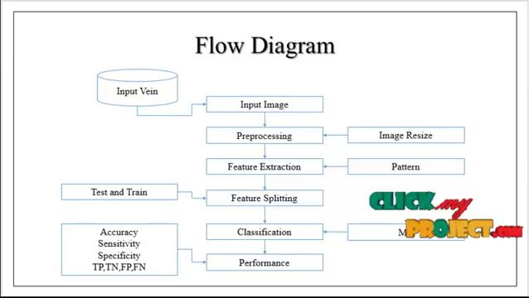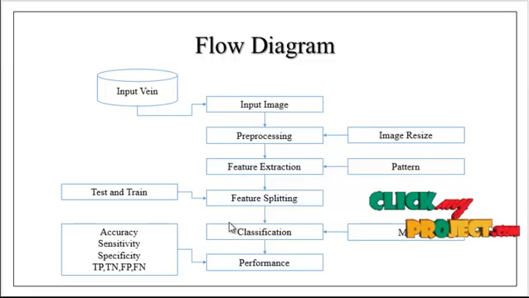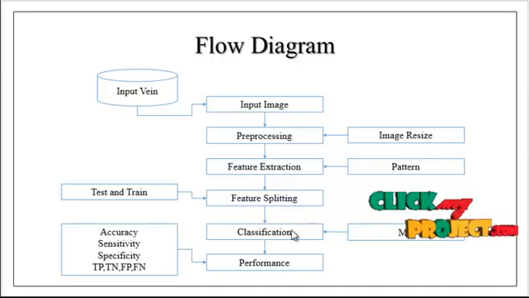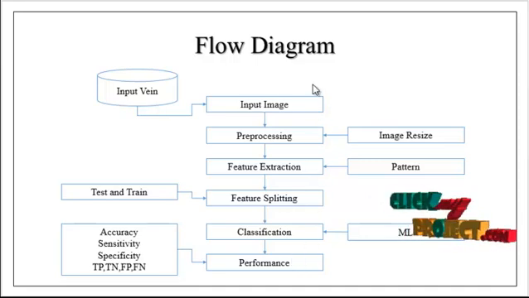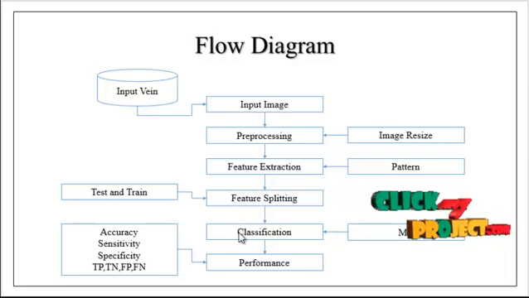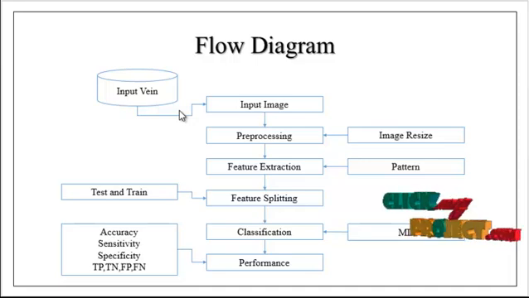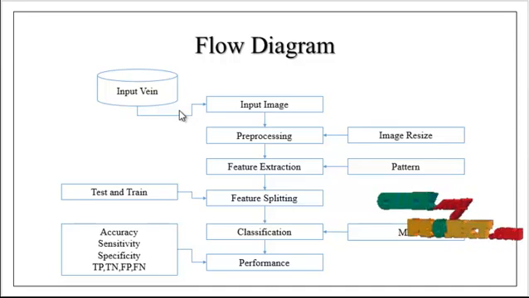Now we are going to discuss the flow diagram of the process. This is the overall working flow of this project. This project consists of the modules: input image, pre-processing, feature extraction, feature splitting, classification, and finally performance estimation. Based on these six modules, we are going to do the project. First of all, the input image is taken from the dataset. The dataset consists of input vein images of both male and female. We have to select any one image from the dataset.